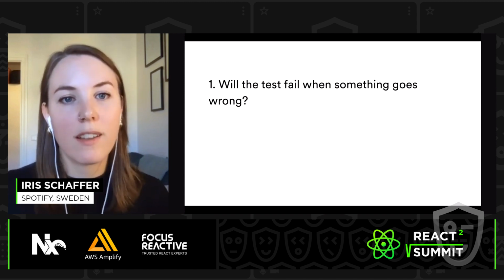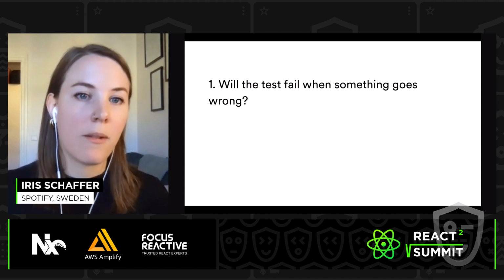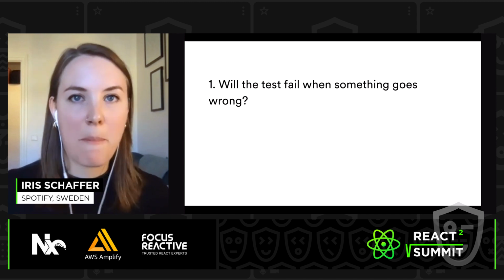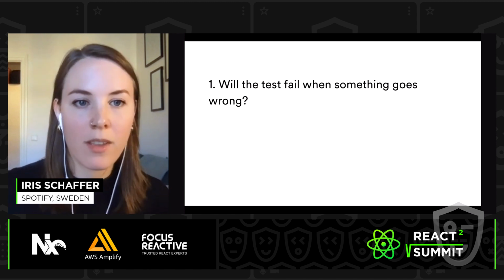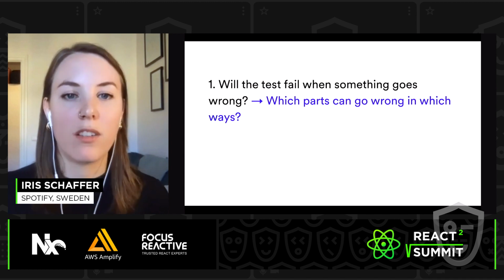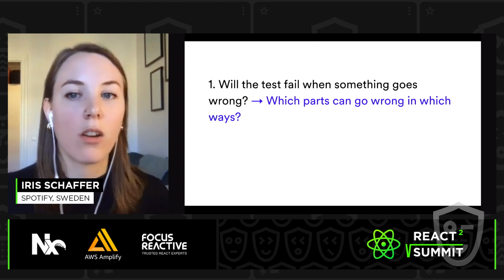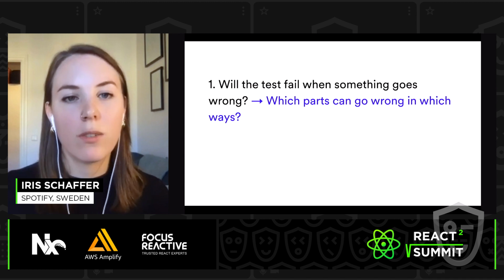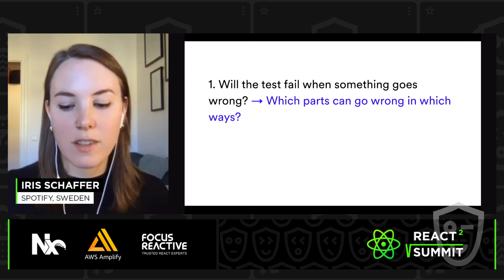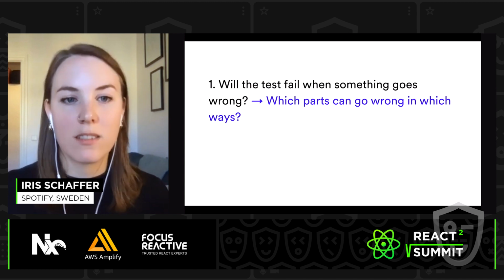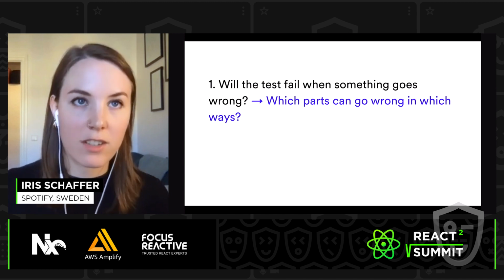Number 1, will the test fail when something goes wrong? If it doesn't fail if something goes wrong, what's the point of even having the test? And there's another important question that we can derive from that, which is which parts can go wrong in which ways? And we can use that to decide which test cases to cover, what scenarios to actually test.